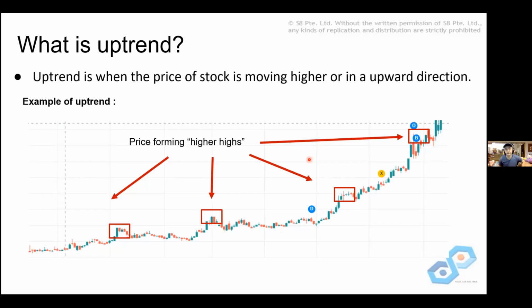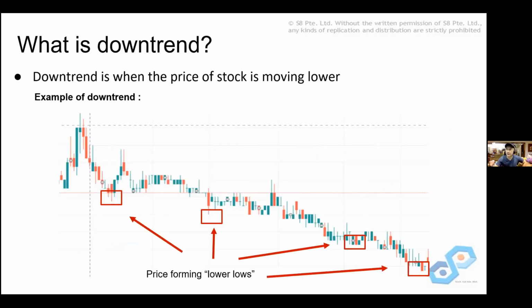Higher high, higher low. Now, what is downtrend? The opposite. Downtrend is very simply lower low. Write down in the chat, lower low. Again, in a downtrend, you can also still have green and red combinations. You'll definitely not see red all the way. There's always going to be volatility.